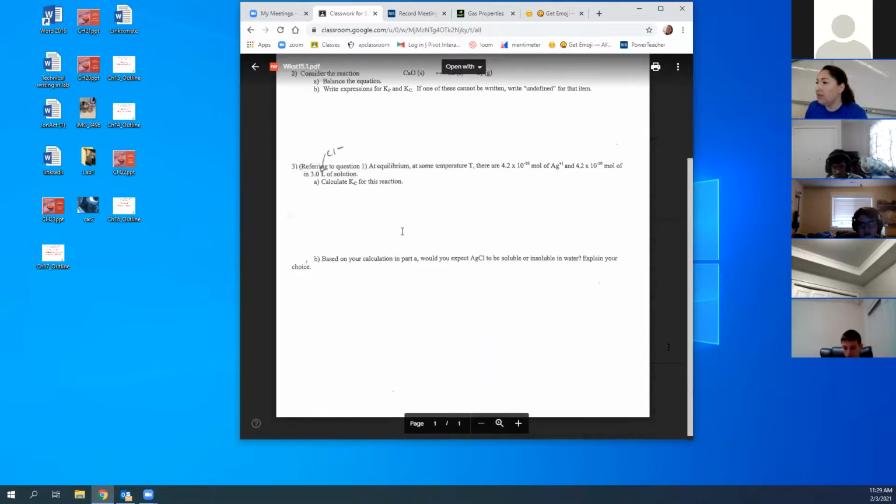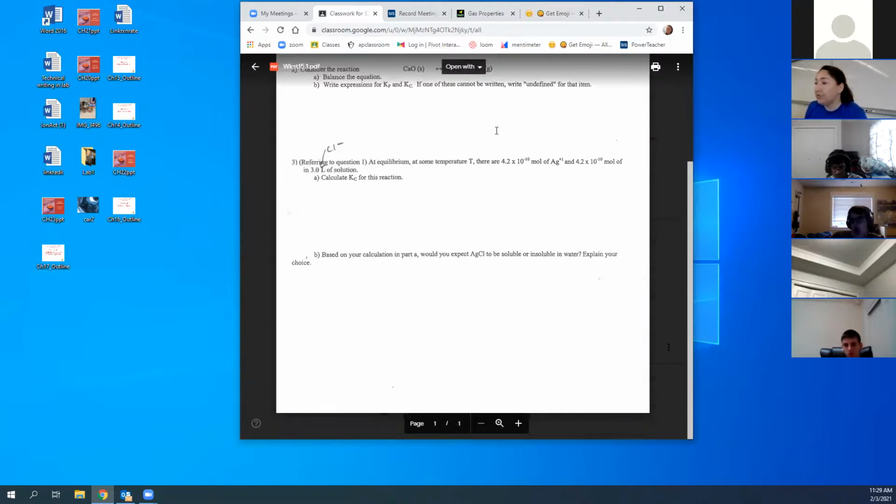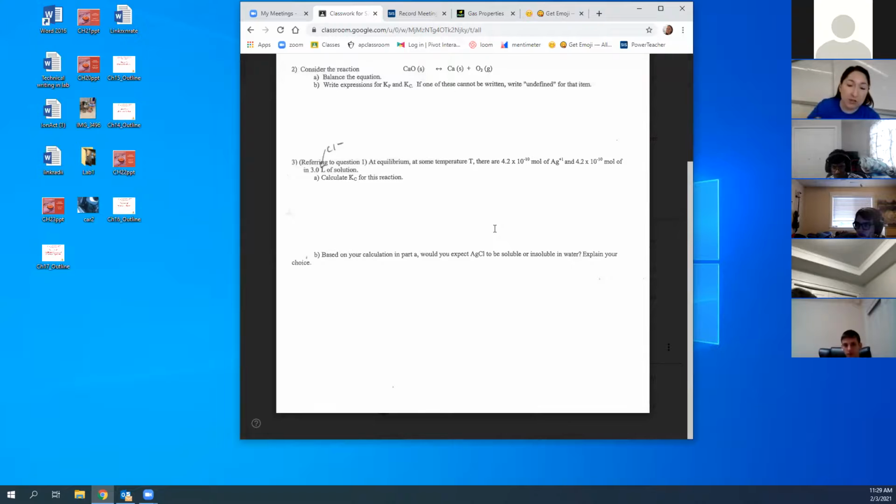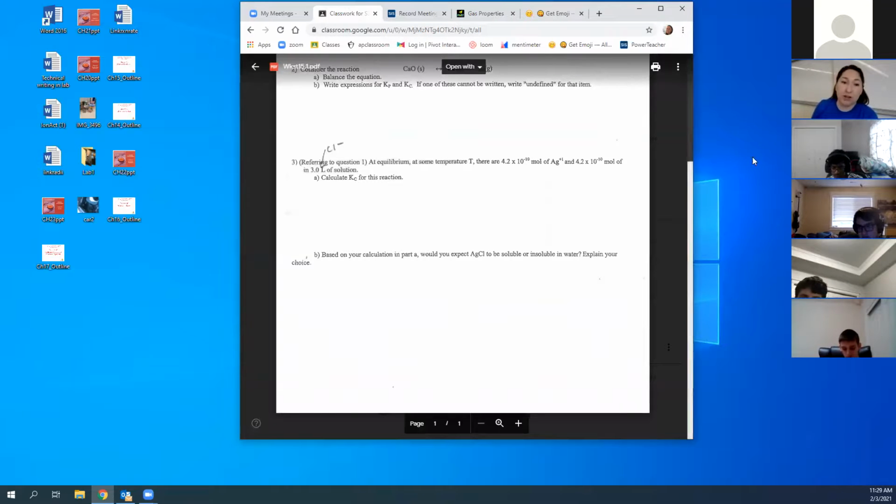Same here. Here they give you some stuff to put in. So you're going to do your expression and then plug in these values. The only values that can go in are either gas, like atm, things like that, or if it's Kc, it's molarity, moles over liters. So make sure you divide these first. Put them in a molarity before you plug it into your K expression.